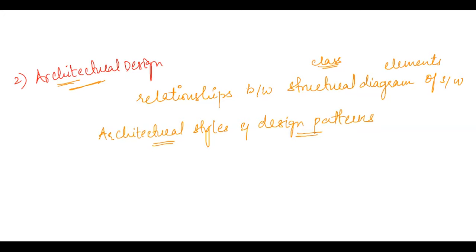The third is interface design. Now what is an interface? An interface is your point of communication. So this interface design is going to identify how the software is going to communicate.